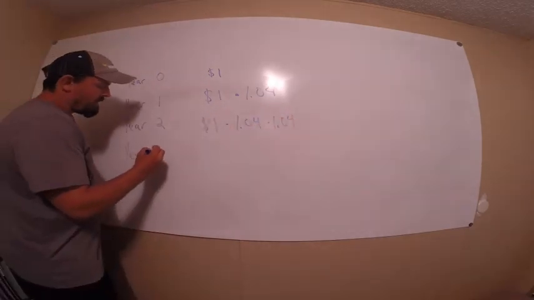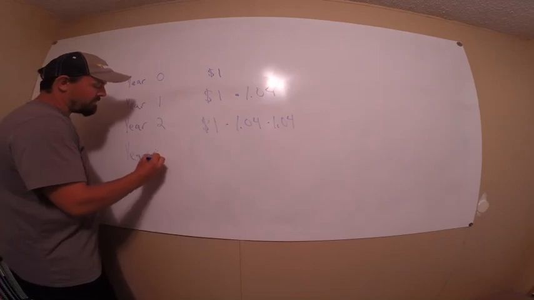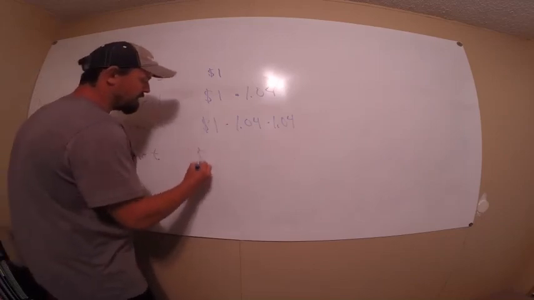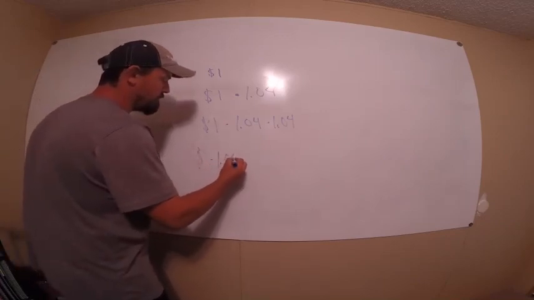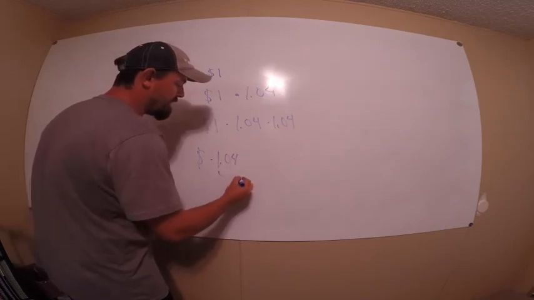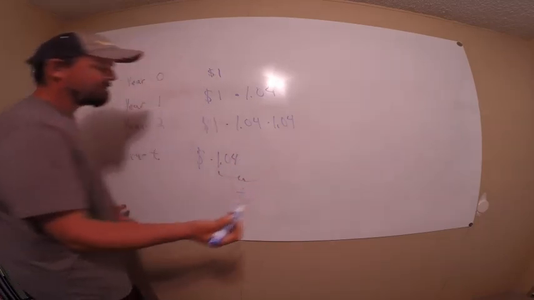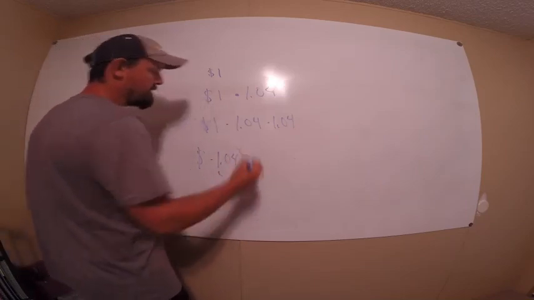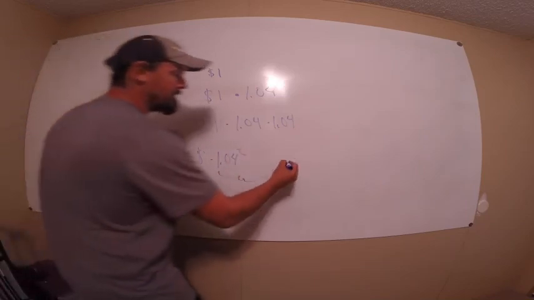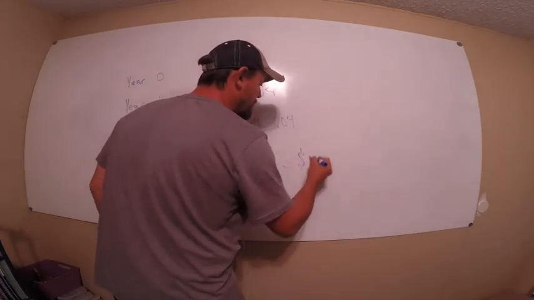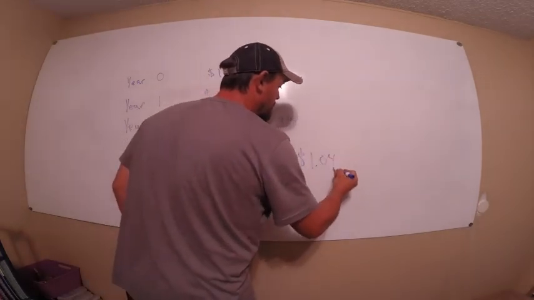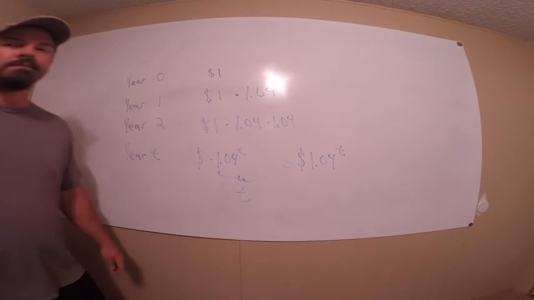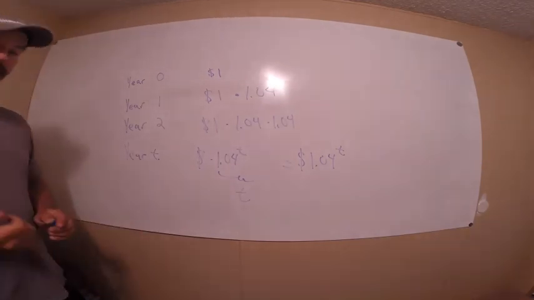So if we follow this pattern, in year T, it should cost $1 times 1.04 T times. We don't know what T is, but it should be T times, right? So we could just raise it to the T. And if we really wanted to simplify it, our item would wind up costing 1.04 to the T. It's that simple.